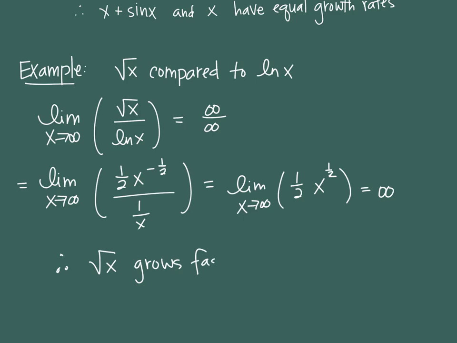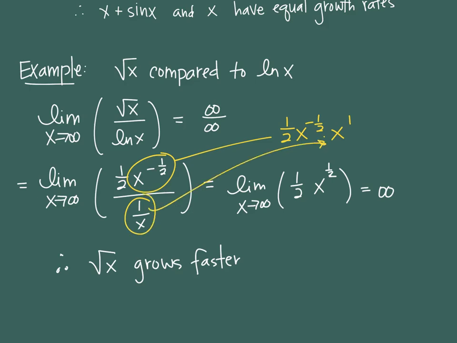grows faster. Yes, ma'am? Why is the x to the 1/2 in the numerator? It's 1/2 x to the negative 1/2 times positive x to the 1. This is x to the 1. Yeah, but what about x to the negative 1/2? Right. No, because the rule is you add exponents. So you get 1/2, and then negative 1/2 plus 1 is positive 1/2. You add the exponents together.